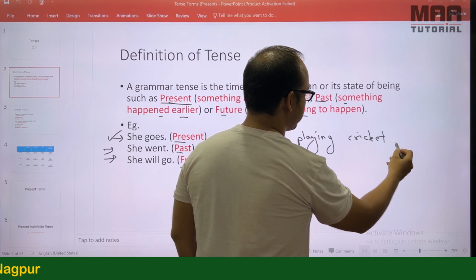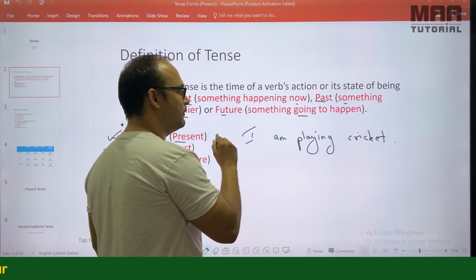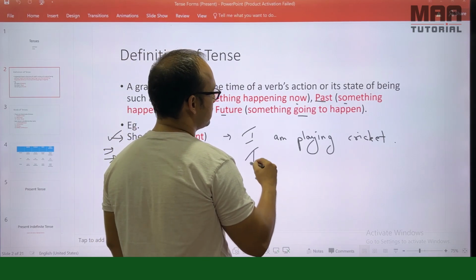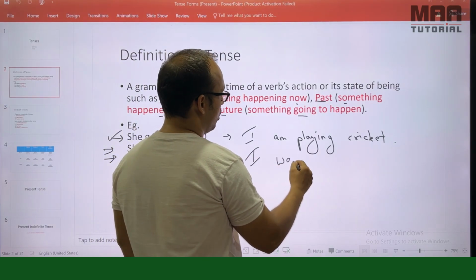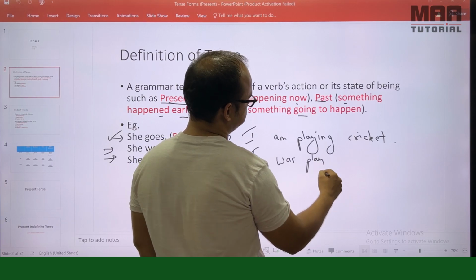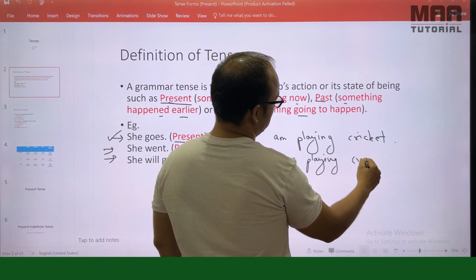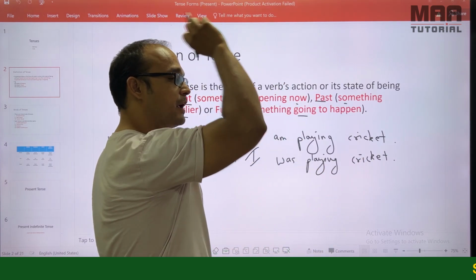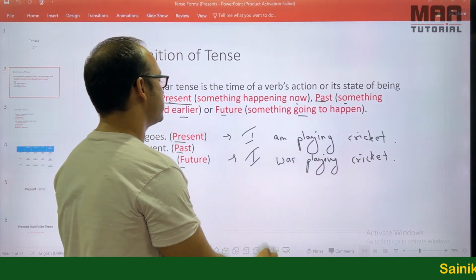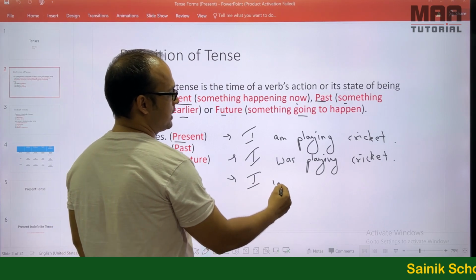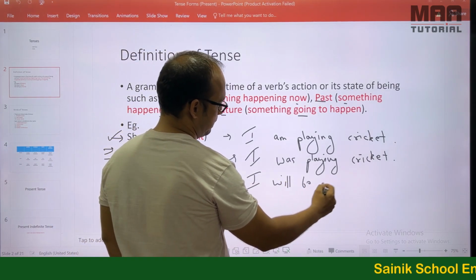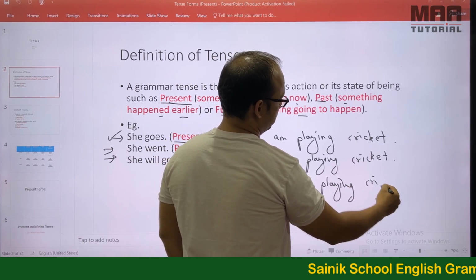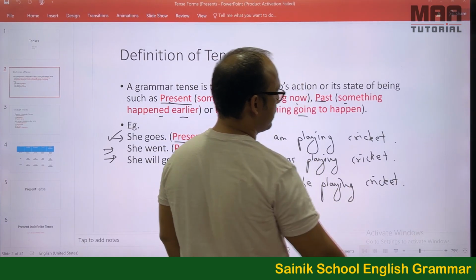More examples. I am playing cricket. This sentence is talking about the playing of cricket at the time when this is being spoken. So this is the present tense. Similarly, I was playing cricket. This is talking about an action in the past, that at one point of time in the past, I was playing cricket. Then last, I will be playing cricket. This is talking about the future, and in the future sometime I will be playing cricket.